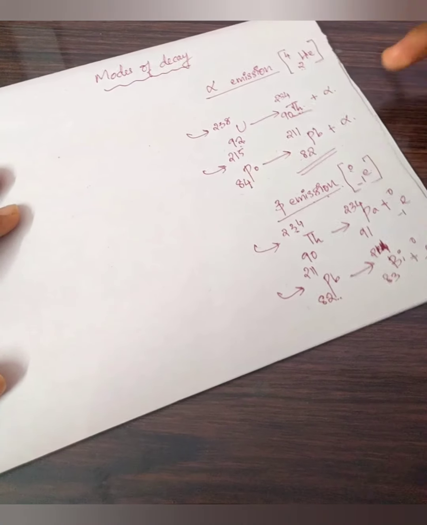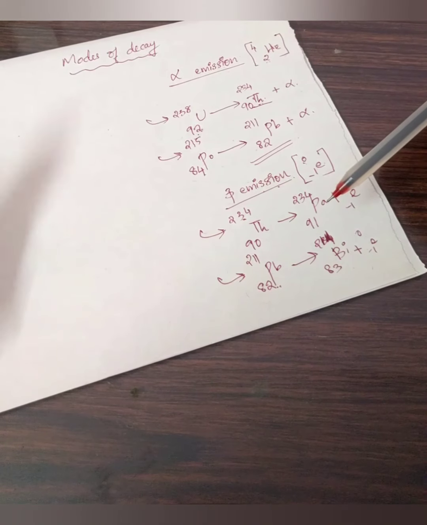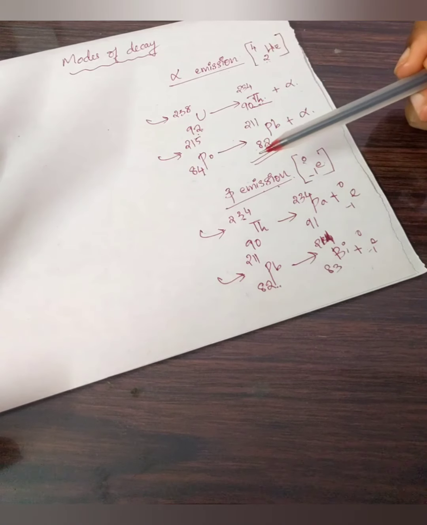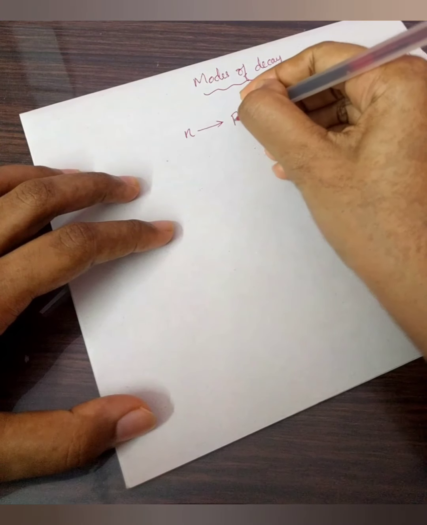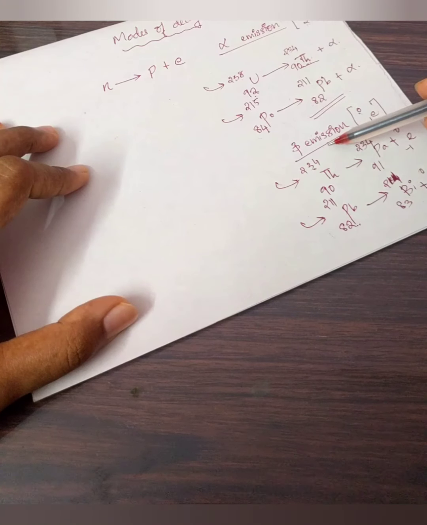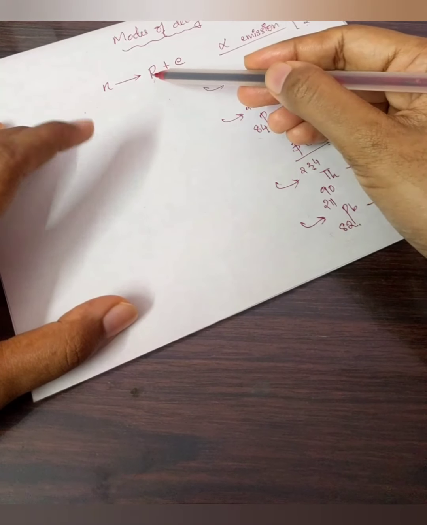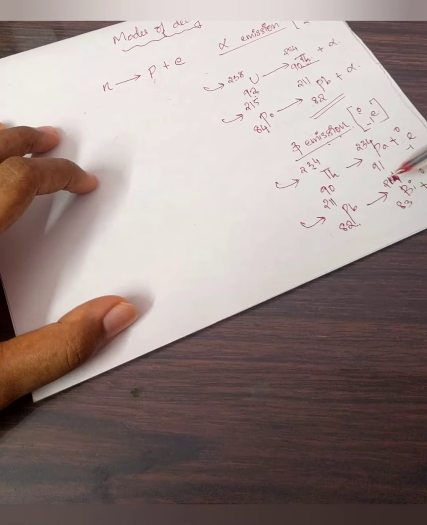What you can see is that there is an increase in nuclear charge, and the emission of an electron from the nucleus is believed to take place on account of the conversion of a neutron into a proton and an electron during the process. So a neutron is converted into a proton plus an electron. When beta emission takes place, this electron goes out, so what is left over is a proton. Proton means positive charge. That's why there is an increase of 1 in the atomic number.